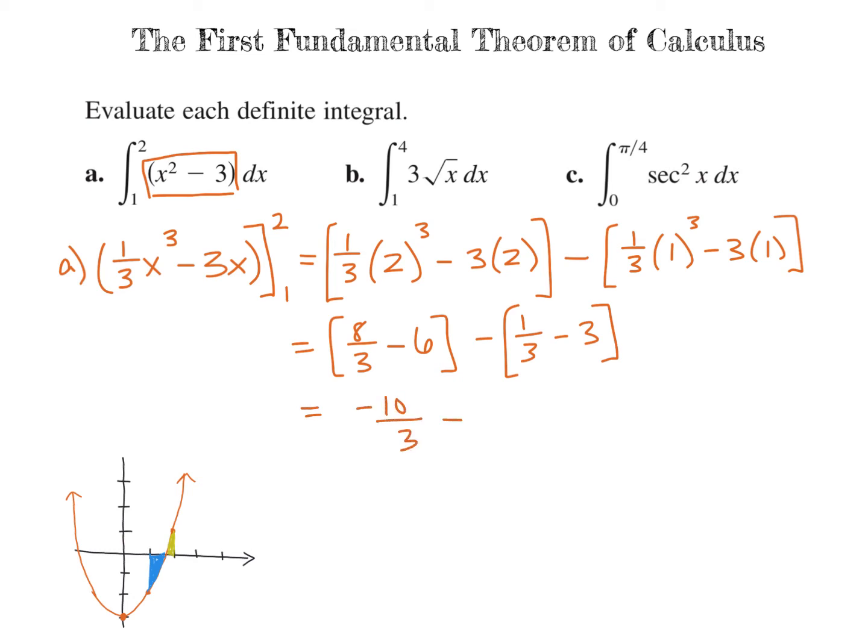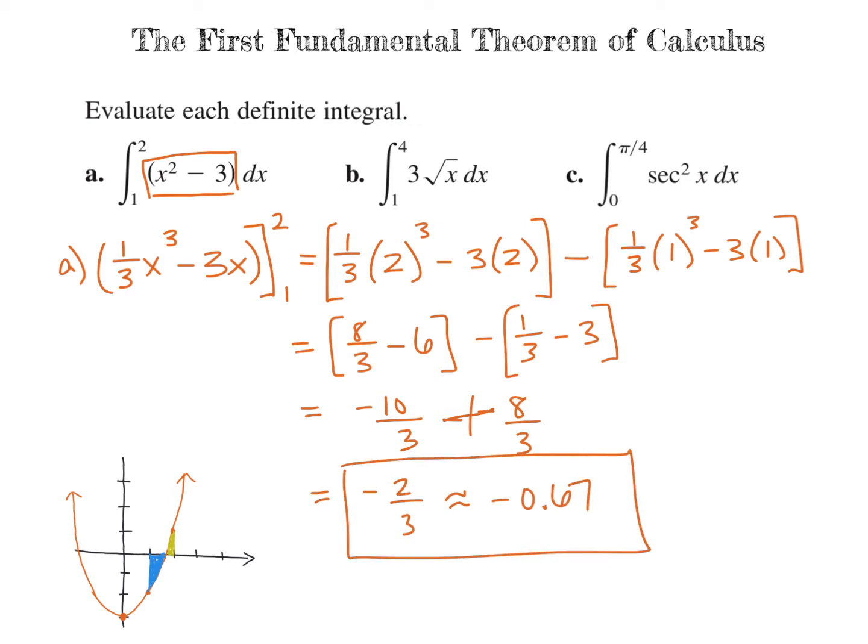Over here inside that next parentheses, we'll have 1/3 minus 9/3. So we're subtracting minus 8/3. Minus a negative becomes one giant plus. So our final answer ends up being negative 2/3, which is approximately negative 0.67. So our answer is negative again because of the explanation given previously.